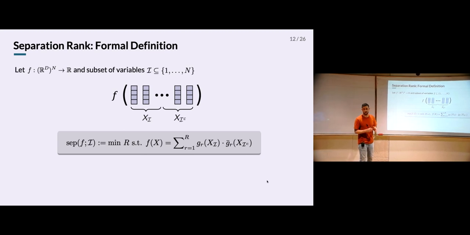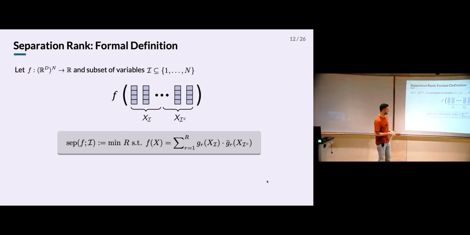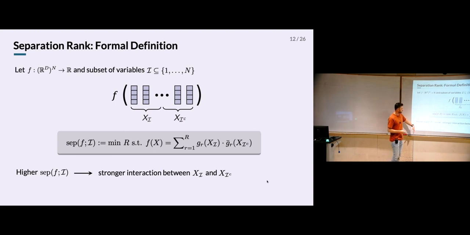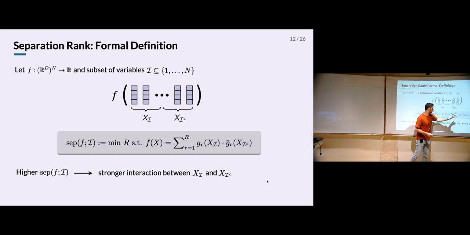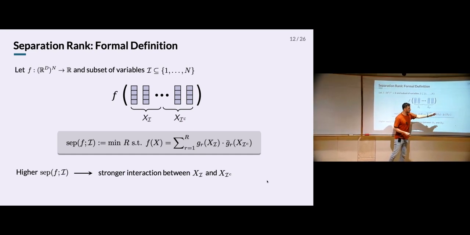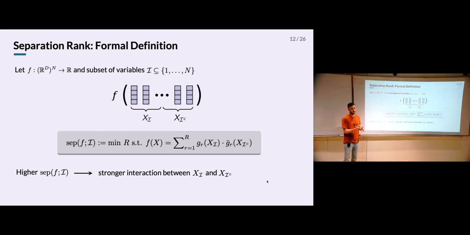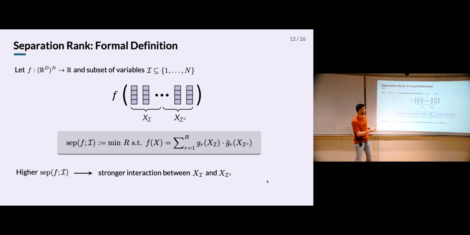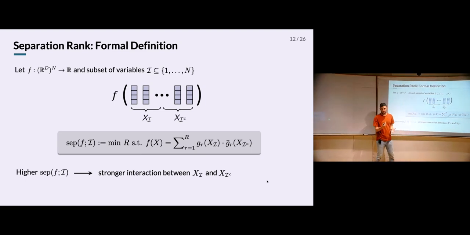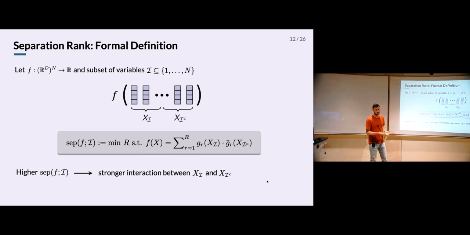You can see that this is a sort of generalization of matrix rank to arbitrary functions, and the higher the separation rank, the stronger the interaction between X_I and X_I complement. How you can intuitively read this is that these g functions in the definition can be arbitrarily complex. We have no limitations over them. But in order to realize f, we can only combine them in a simple way. Each one of them is limited by the fact that it can only operate over X_I or over X_I complement. And then to combine them to realize f, we have only a product and a sum. So intuitively, the more elements we need in this sum, the more complex this combination function needs to be, and the stronger the interactions are.